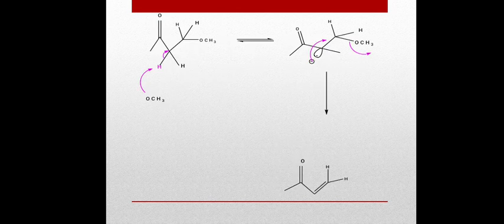Let us take another example. You have here CH3 C double bond O, CH2, CH2OCH3. So OCH3 is the leaving group. That one is C alpha position and this one is C beta position. So what happens, OCH3 attacks the proton. You get carbanion to be formed. There is a shift in the electron. As a result, double bond is obtained and OCH3 is removed. So CH3 C double bond O, CH double bond CH2.